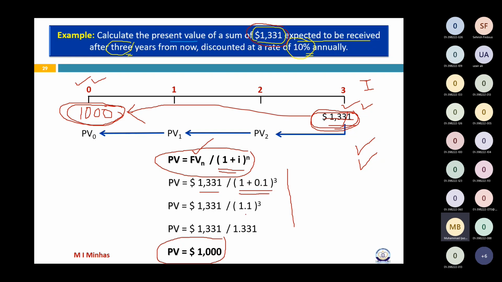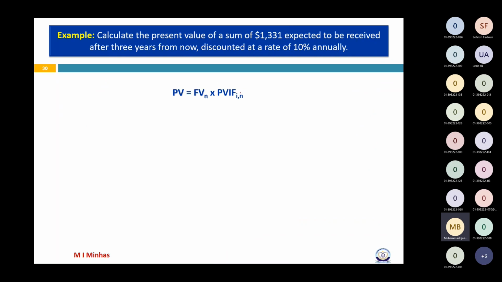Okay, so now this is the calculation using the formula, but we have to do these calculations ourselves, and this will take a lot of time. So it's good for us if we get a present value interest factor table, and we simply pick the present value interest factor from the table and multiply it with the future value. This is the same example: present value of 1331 at a 10% discount rate with number of years 3.